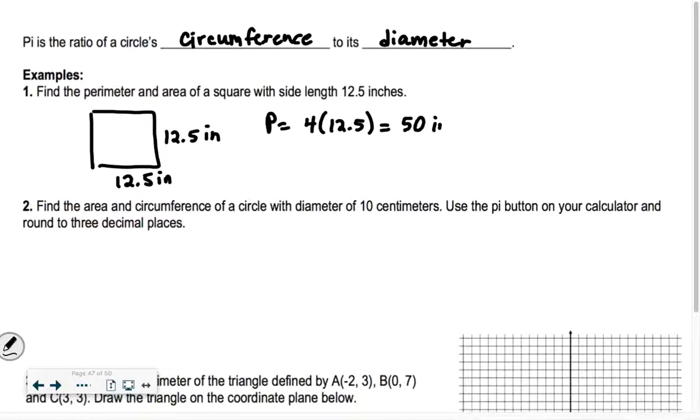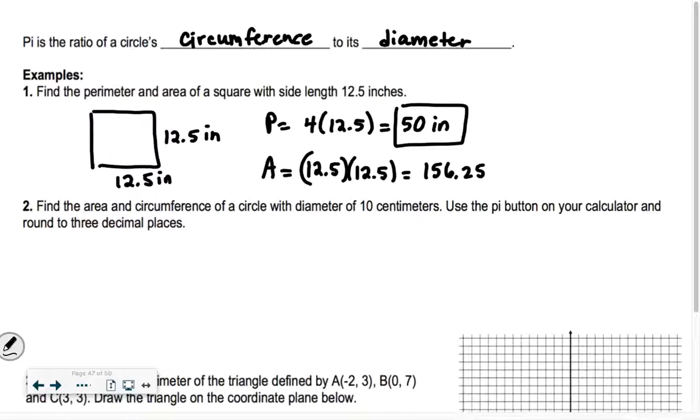And our perimeter then would be still in inches. Imagine I'm taking a measuring tape around, right? It's still just a length, it's still inches around. But if I talk about the area, it's going to be 12.5 times 12.5. And what will its units be in the end? It's going to be inches squared, right? So I have 156.25 square inches.